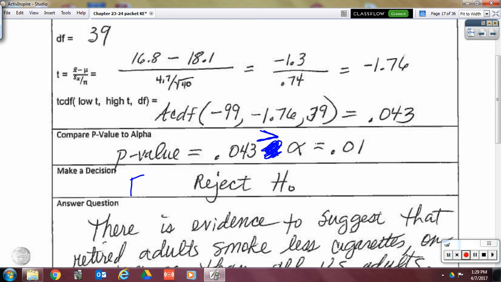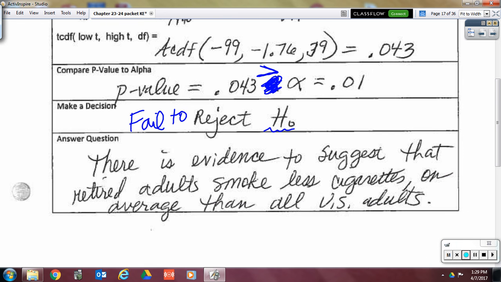If it's greater than, then I should fail to reject H0. Don't forget to put the H0 here. I take off a point if you don't put that on your papers. So if I fail to reject, then there is not evidence to suggest that the retired adults smoke fewer cigarettes than the average U.S. adults. Okay? All right. So there is the warm-up. Now we will quiz Chapter 23.